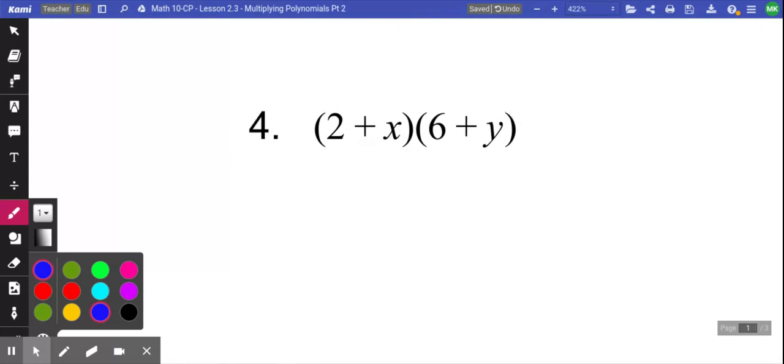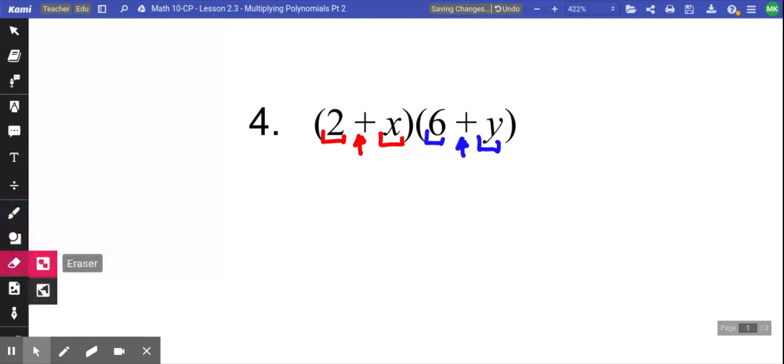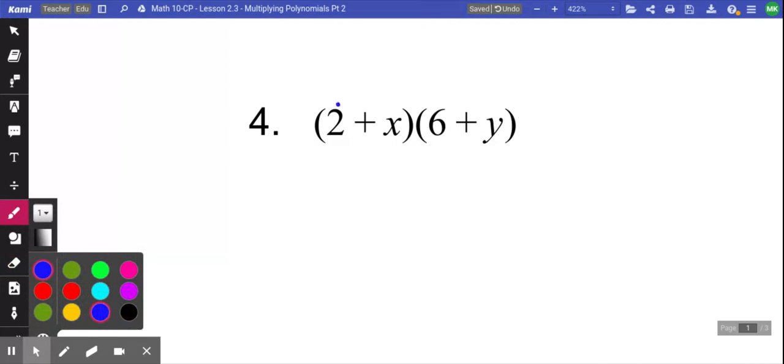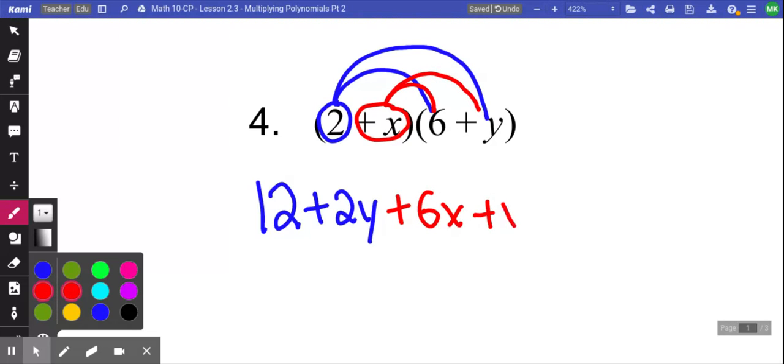Fantastic. Number 4. We got this guy right here. This is a binomial times a binomial, right? So 1 term plus a second term, that's a binomial. 1 term plus a second term, that's a binomial as well. We had 2 strategies for this. Strategy 1 was distribution, which means you take that 2, you distribute it to the 6 to become 12, and you distribute it to the y to become plus 2y. You then also take the positive x and you distribute it to the 6 to become plus 6x. And then you distribute it to the y to become plus xy.